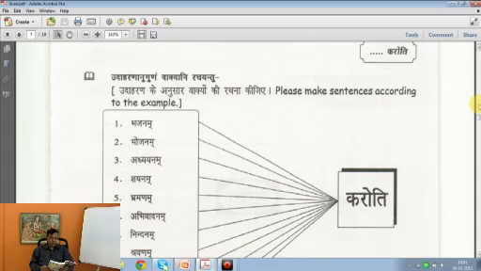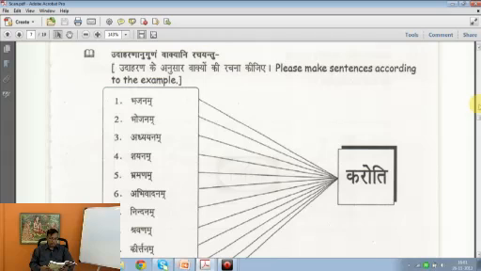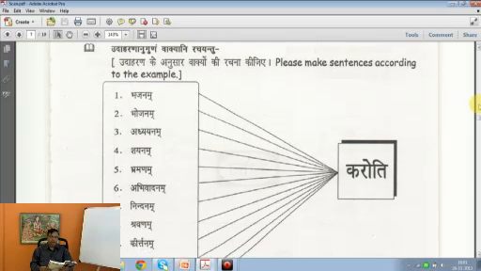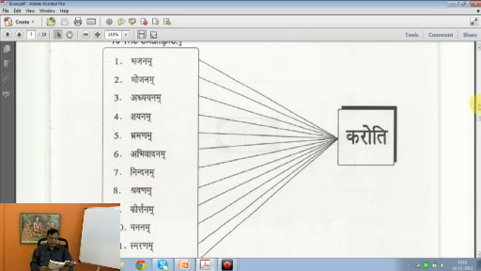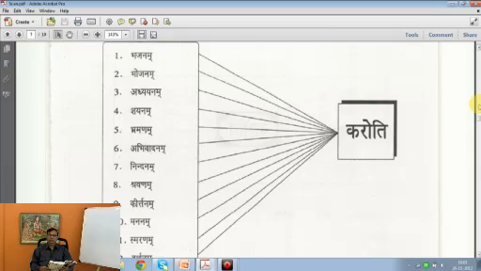Now 12 words are given here. You may note that these words, from bhajanam to darshanam, are all derived from verbs; they are verbal nouns. These verbal nouns are all neuter. Why neuter? As per the general rule, every neuter noun ends in the m sound, so they are ending in that sound.